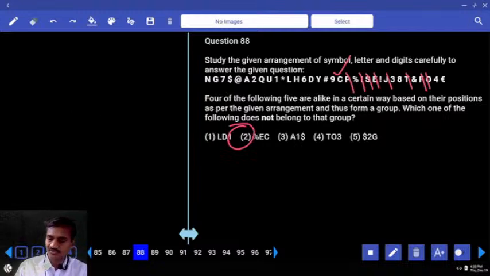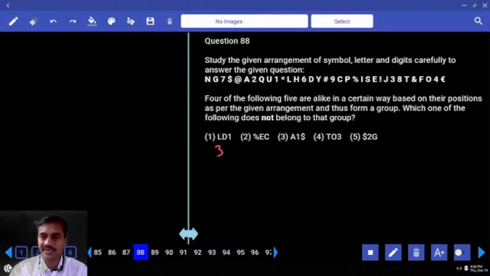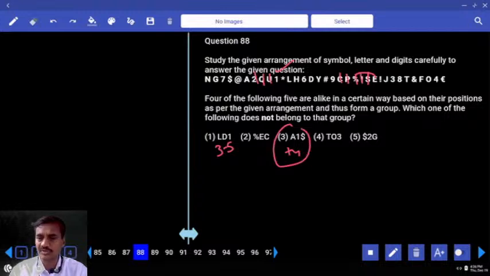88. Four out of the following, find the odd one out. L and D, the difference is plus 3. Now D and 1, 1, 2, 3, 4, 5, minus 5. Plus 3, minus 5. Then E, plus 3. 1, 2, 3, 4, 5, minus 5. A and 1, 1, 2, 3, 4, plus 4 here. Clear? Now plus 4. And in the remaining, it is L and D. What is the difference we have? 1, 2, 3, plus 3. And here again plus 3. Hence choice 3 is the odd one. T and O, here it is plus 3. And dollar and 2, again plus 3. Except choice 3, in the remaining the difference between the elements is plus 3, minus 5. Here it is plus 4.